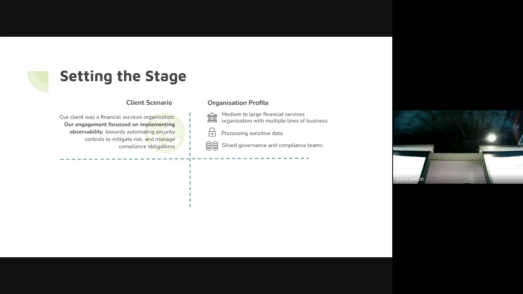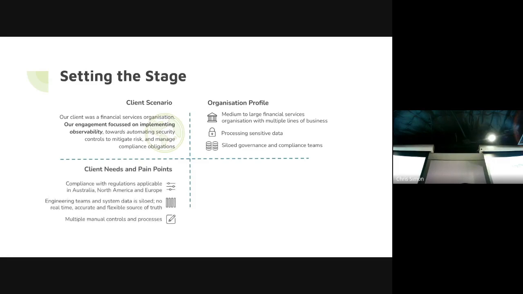Because it was financial services, they were processing a lot of sensitive data. And because they had compliance obligations across geographies, teams were siloed, governance teams were also siloed, not just engineering teams. And there were a lot of controls that they had to work with, including a lot of manual controls. And all they wanted was, can we automate this and make life simple for us? But this would end up being a really large program of work.